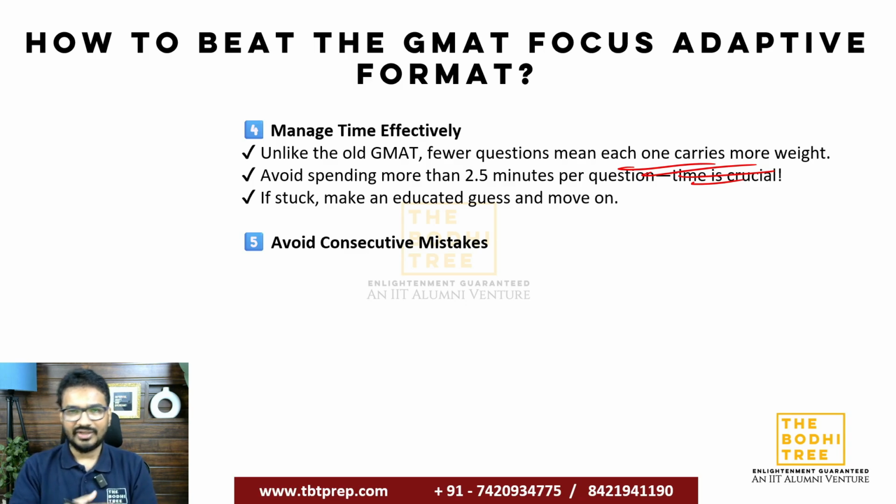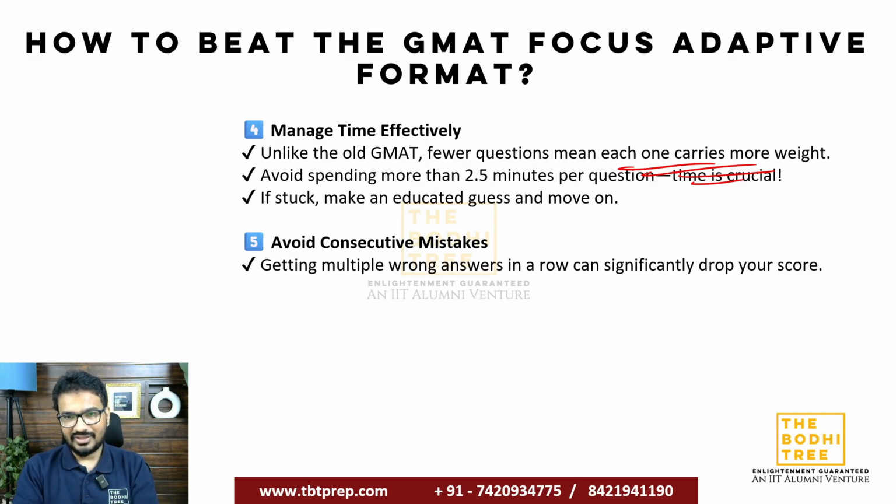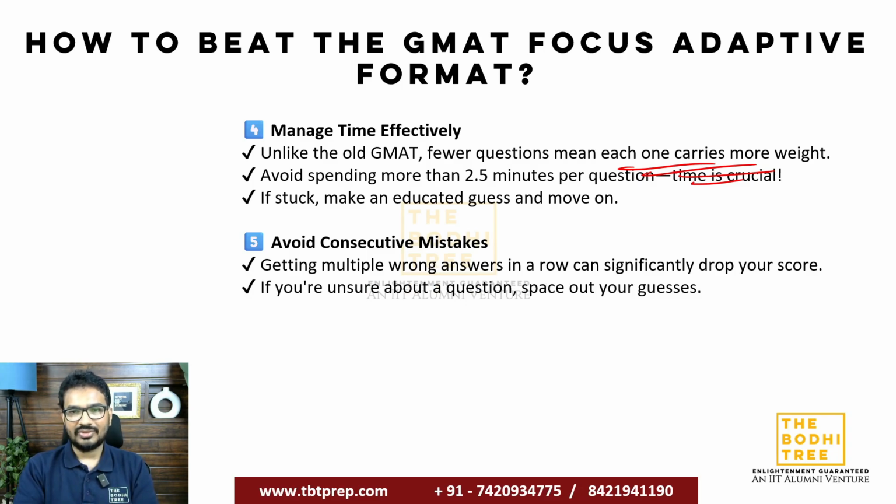I know if you get a difficult question, it is not really in your hand. If you know that topic, you will be able to answer, but make sure you avoid consecutive mistakes. Getting multiple wrong answers in a row can significantly drop your score. If you are unsure about a question, space out your guesses. Don't guess continuously on consecutive questions. Make sure you're not guessing answers to those questions. I hope I'm being clear.